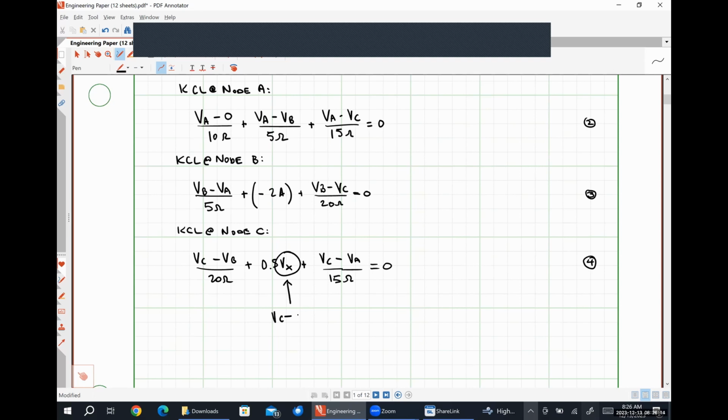As Elizabeth suggested, we can simply substitute in this relationship, Vx is equal to Vc minus Va, right here. Now we have a 3 equation, 3 unknown system, which can be solved with any of our calculators. So let's solve it using our calculators. If you have any questions about how to solve the system using your calculator, please let me know. Ashton, can I borrow your calculator?